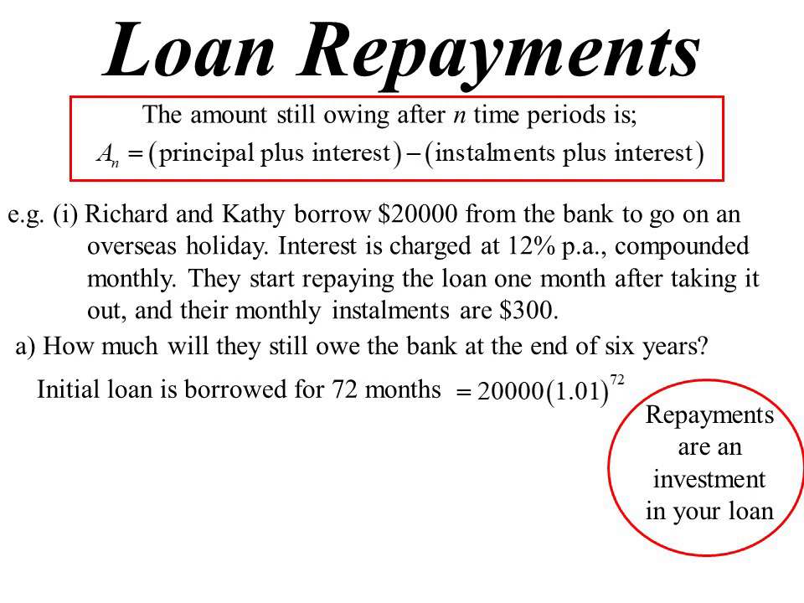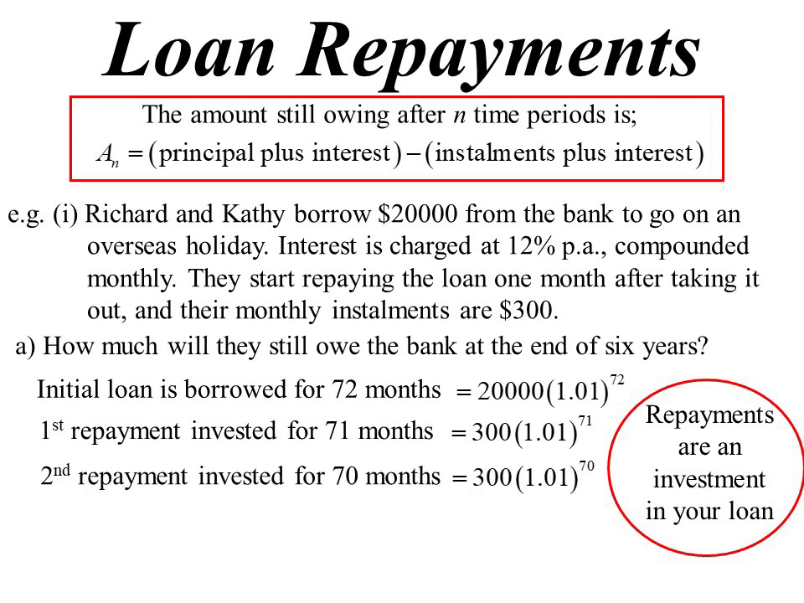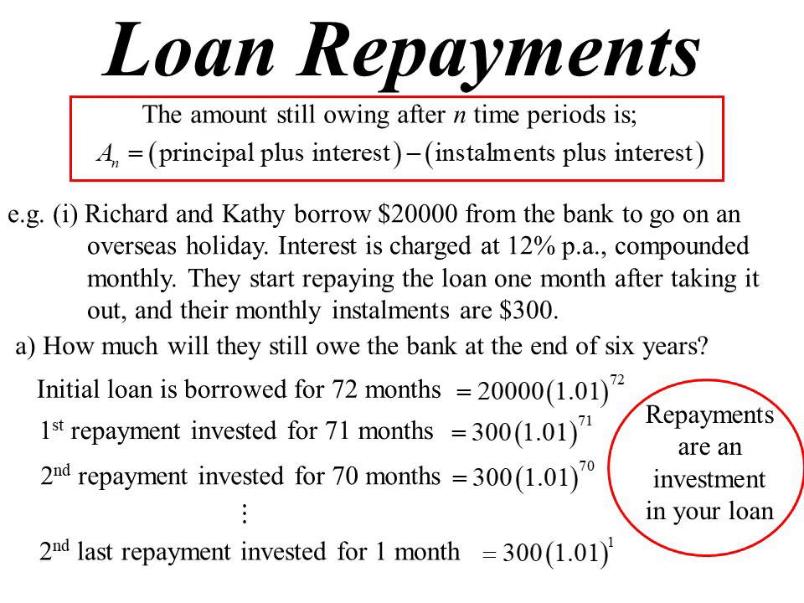So there's the bank's investment. Here's $20,000, I'm leaving it with you for 6 years. So the repayments, it's like an investment, but it's a reverse investment. Now, Rich and Kathy, they're going to invest in the bank. We're going to give you $300 every month. So that first investment's there for 71 months. Then the next one's there for 70 months, and so on. The second last one will just be there for 1 month. And then the final repayment, well, it's just, here you are, job's done, we're finished. So there's no interest on that.